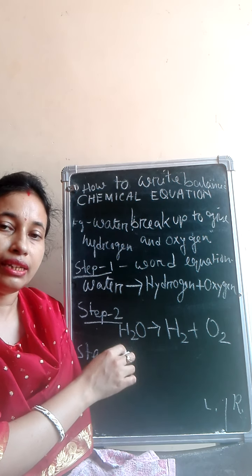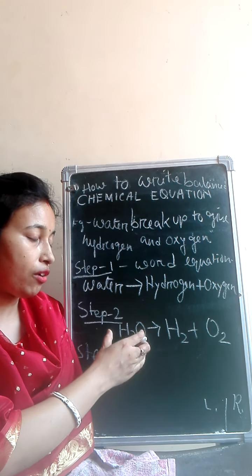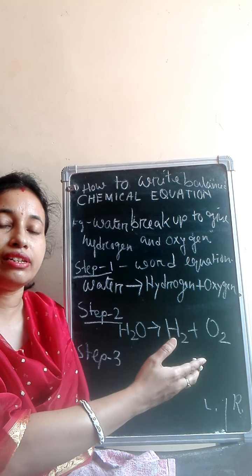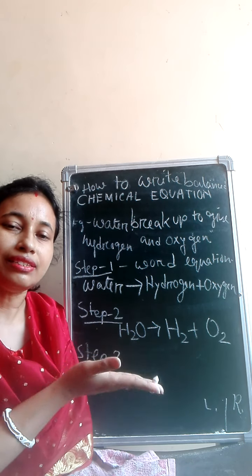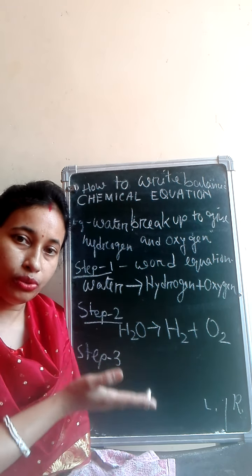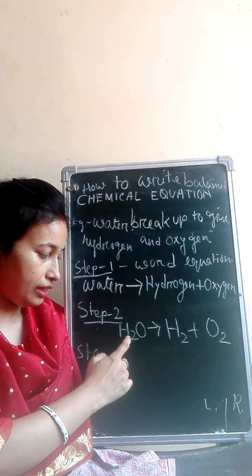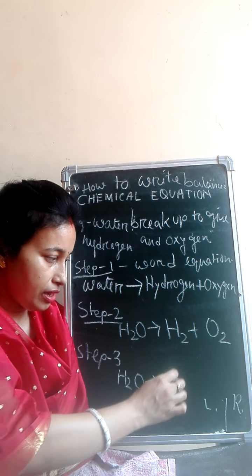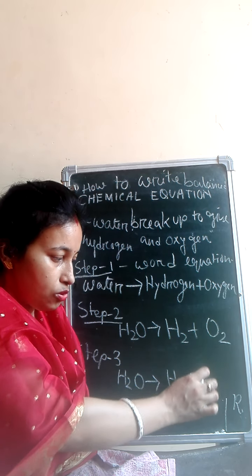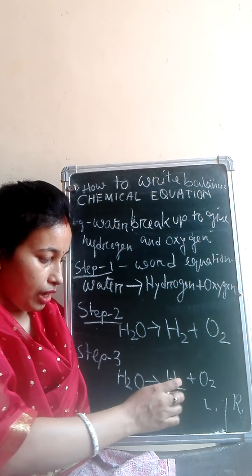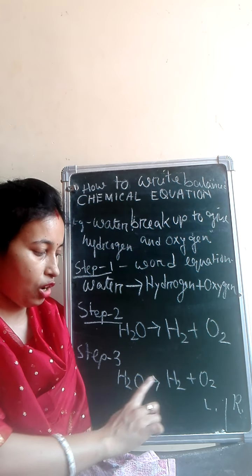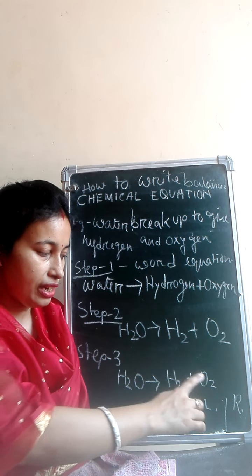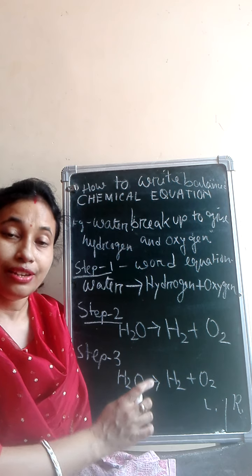Now if we want to balance it, then we have to check whether the number of atoms in the left hand side and the number of atoms in the right hand side are equal or not. Balancing means it should be equal on both sides. So left hand side, if you check, it is H2O, and right hand side is H2 plus O2. See here, how many hydrogen are there? 2. And how many hydrogen are here? 2. But oxygen is 1 here and there are 2. So oxygen is not balanced. So what will you do?